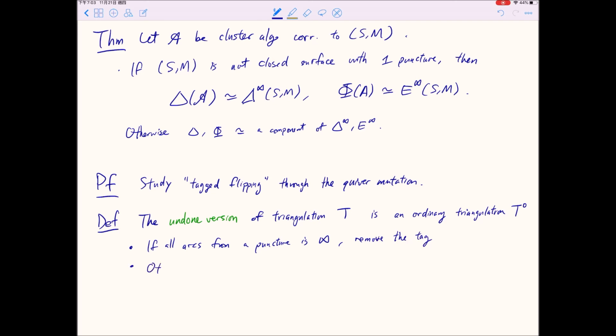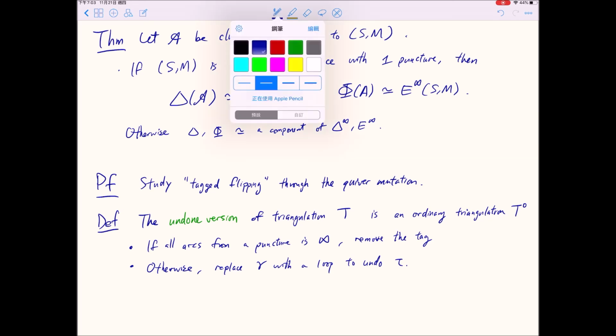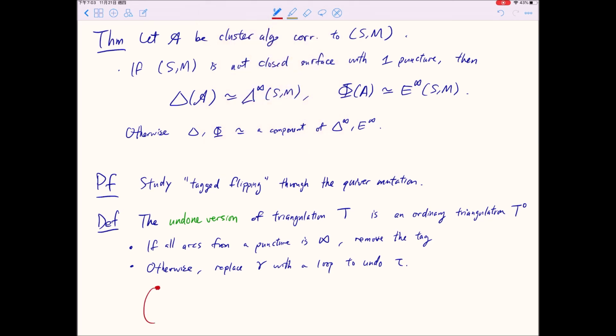And otherwise, you replace gamma with a loop to undone the replacement map tau. So just as an example, again, if you have a puncture and you have tagged the same way everywhere, then you just use the original triangulation.